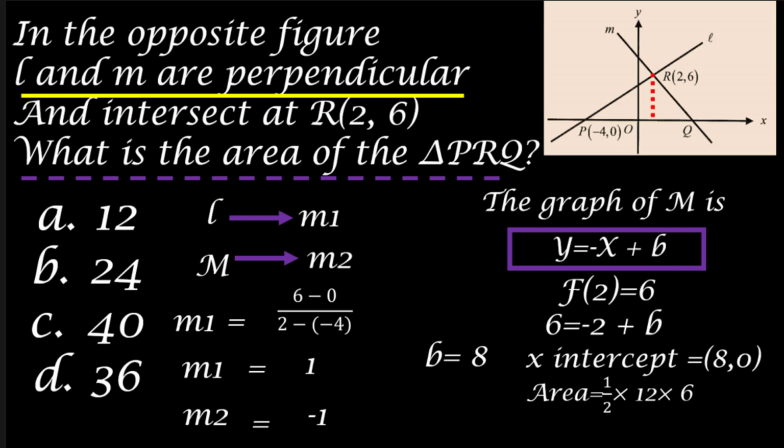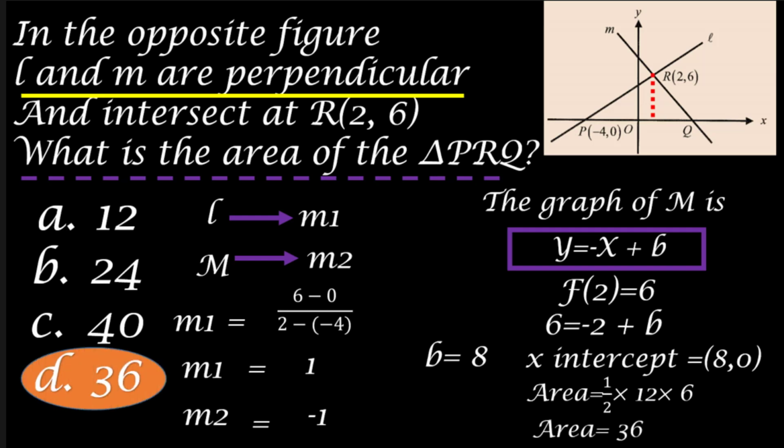Now area equals half base times height. Base is what, guys? The x-intercept is 4 units to the left and 8 units to the right. From right, it will be 8. From left, it will be 4. So 8 plus 4 equals what, guys? Equals 12. So the base is 12 units and the height is 6. Now we can find the area. It will be 36 square units.